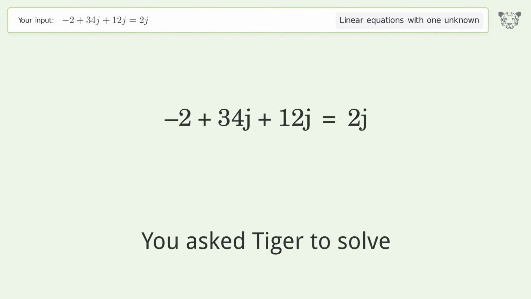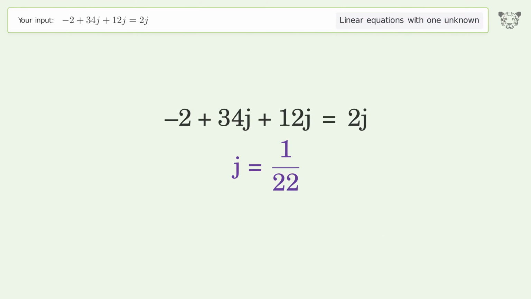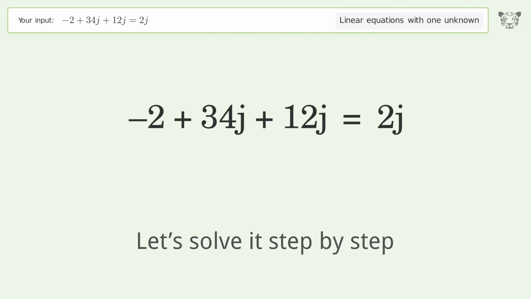You ask Tiger to solve. This deals with linear equations with one unknown. The final result is j equals 1/22. Let's solve it step by step.